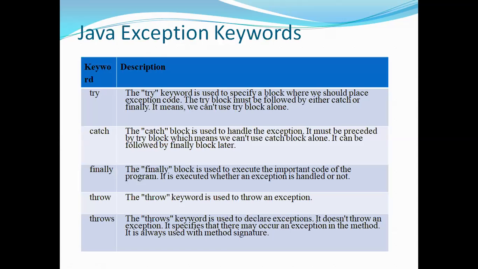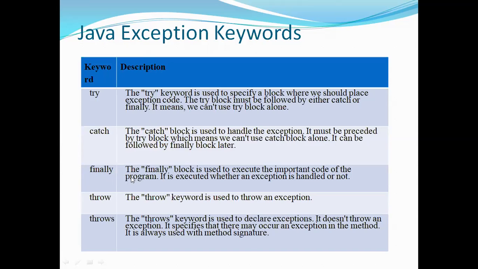Now let's see the description. As I told, try is a keyword used to specify a block where we should place the exception code. The try block must be followed by either catch or finally. It means we can't use a try block alone. Similarly, the catch block is used to handle the exception. It must be preceded by a try block, which means we can't use a catch block alone. It can be followed by a finally block later.